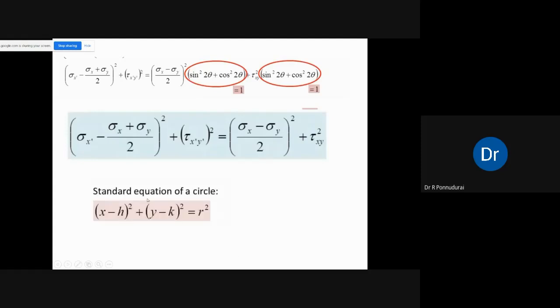Now this is similar to the standard equation of the circle: (x minus h) the whole squared plus (y minus k) the whole squared equals r squared. Here, what is x? Sigma x dash. What is y? Tau x dash y dash. k is equal to 0. The h value becomes the average value, sigma average, that is sigma x plus sigma y by 2. And this becomes r squared.